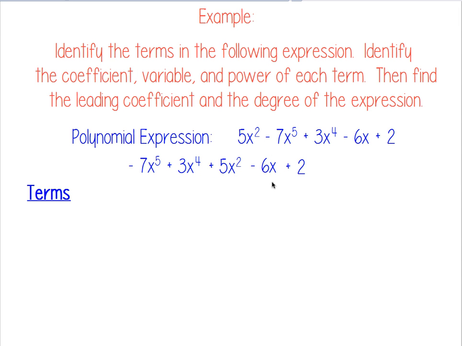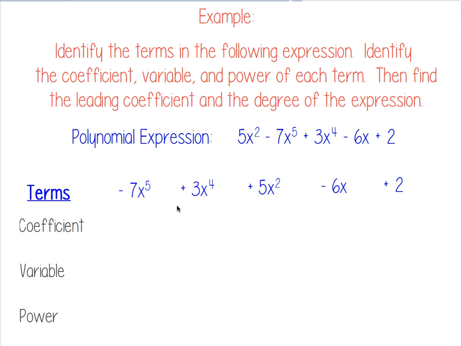So then, to list my terms, I'm going to split these up and simply put a comma between each one. Okay? Normally I would have commas here. There's a reason why I didn't this time. Trust me. Because the next thing it asked me to do was identify the coefficient, variable, and power of each term. I still have my five terms split up, but now underneath each one, I'm going to write its coefficient, variable, and power. I still probably should have put commas here, huh?